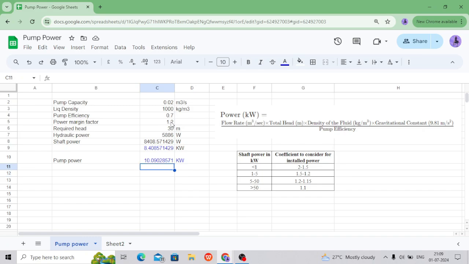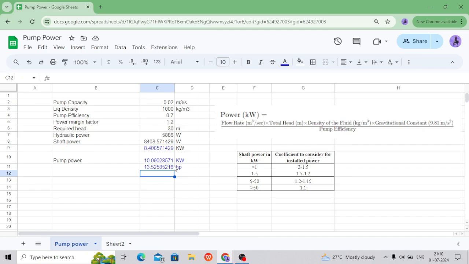And guys, to understand these terms in a better way, let's convert this pump power into HP. For conversion, we will divide the pump power by 0.746, and here we go. So the pump power will be 13.52 HP.